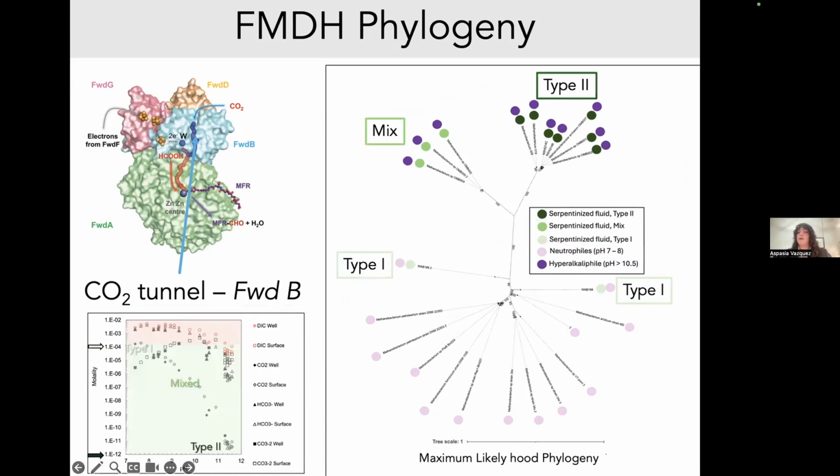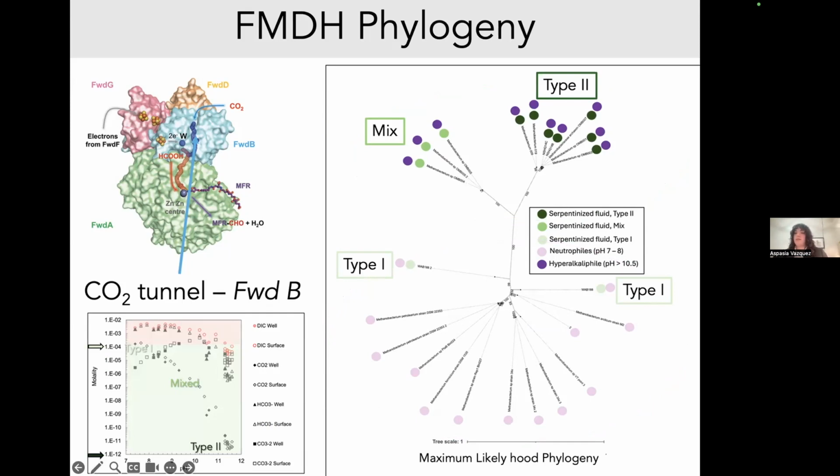And I can point out very specifically the three serpentinized fluids that some of our methanogens came from. Our type 1 fall into our neutrophilic environment because of their pH and CO2 availability, but we also have a mixed and type 2 environment here. And as you can kind of see, they all have formed distinct clades based on CO2 availability.